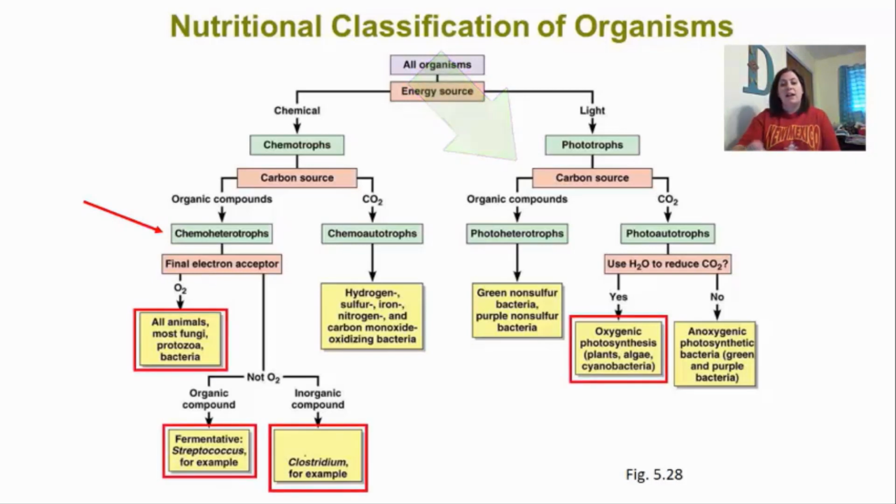So guys, here highlighted in red, these are the ones we're going to spend most of our time looking at, and most of them are under the chemoheterotrophs group. All right, so that covers our chapter 5. If you have any questions or concerns, please let us know.